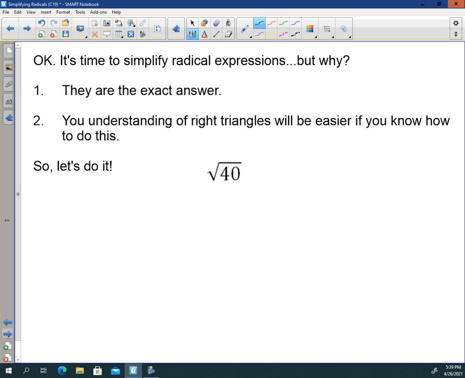All right. So it's time to simplify radical expressions. We're going to take everything about those rules that we talked about before and the idea that we can use prime numbers and pull it together to simplify radical expressions so that we can, 1, get the exact answer to a problem, and 2, understand right triangles better.